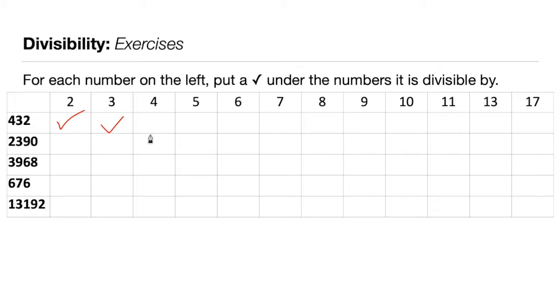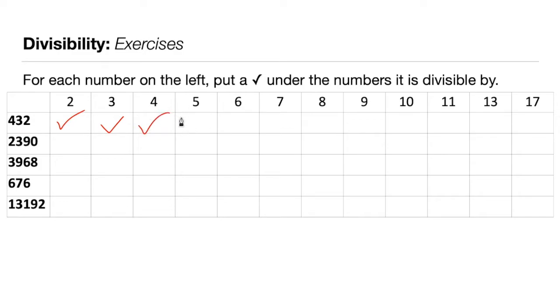For the number 4, there are a lot of rules there. We can use one of them. First is if the last 2 digits are divisible by 4. Is 32 divisible by 4? Well, yes, it is. Let's put a check there. Or if you want, we can check the third rule: if the tens digit is odd, and we know 3 is odd, the ones digit must be 2 or 6. Since this is 2, this is divisible by 4.